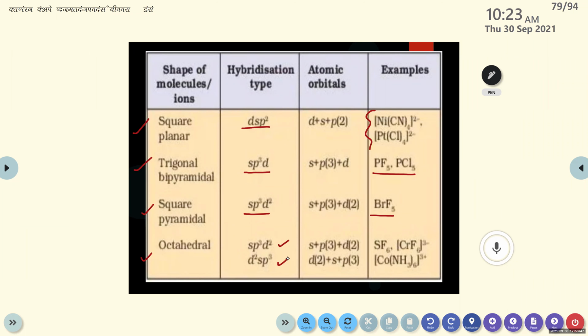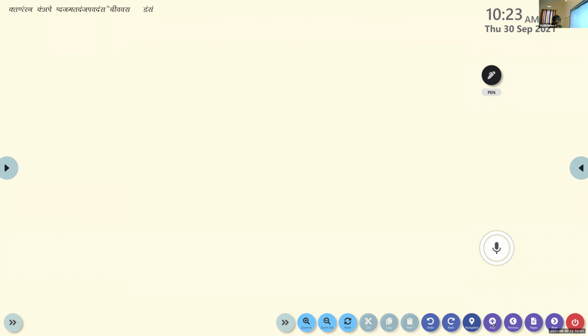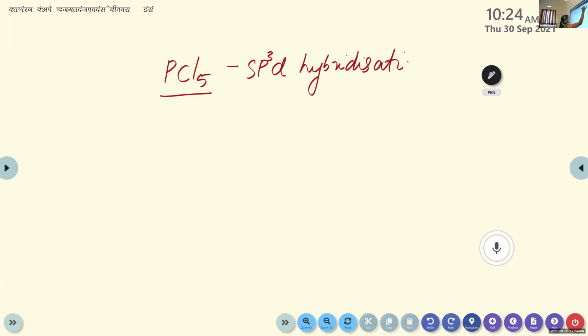Yes, ma'am. Okay. So now we can discuss the formation of sp3d hybridization in the PCl5 molecule. All of you write along with me. So PCl5, that is sp3d hybridization.